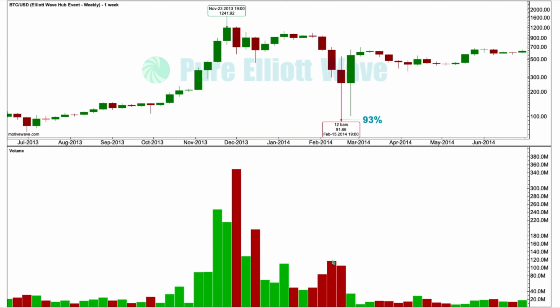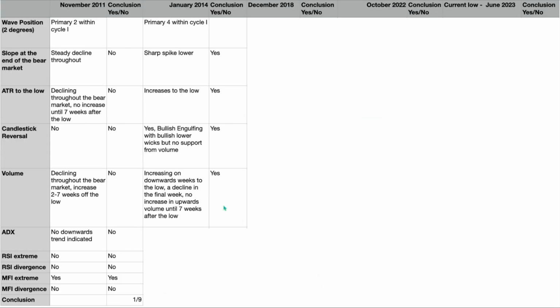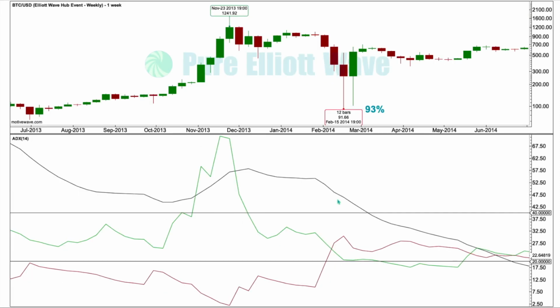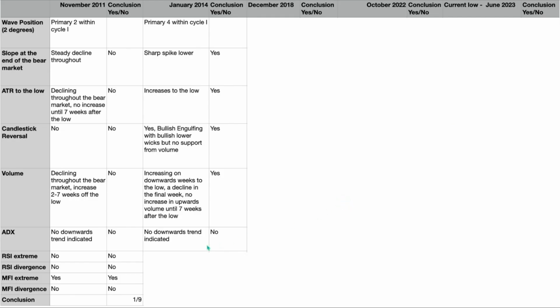Yes, showing an increase to the low, with a slight decline in volume in the very last week. Beautiful, that condition is met. This is looking really strong now. ADX here is based on a 14-week average. This bear market only lasted 12 weeks, so it doesn't have a hope of catching up. The lagging indicator isn't going to give us any assistance here.